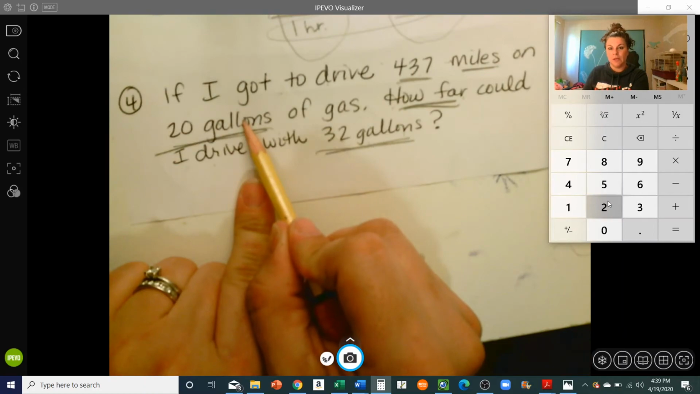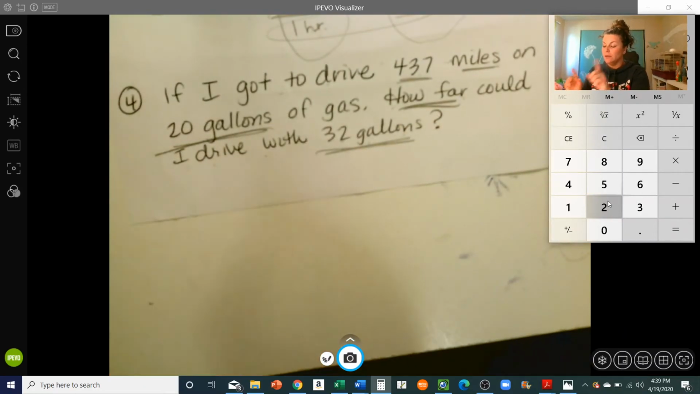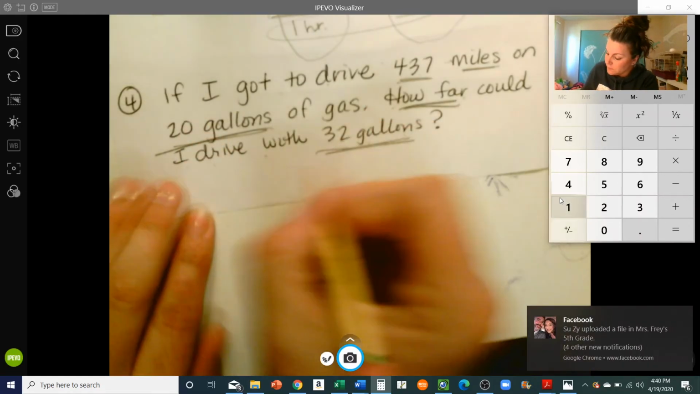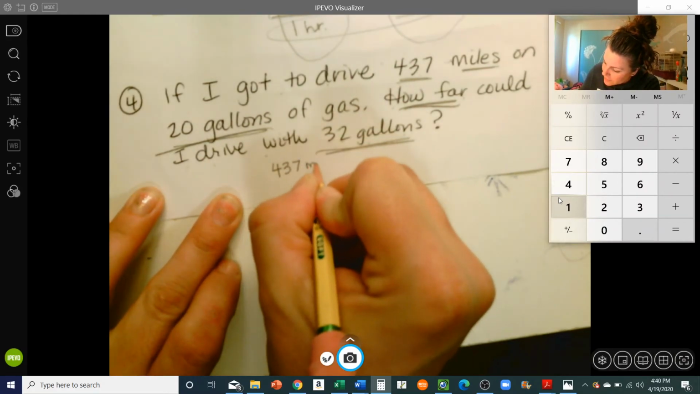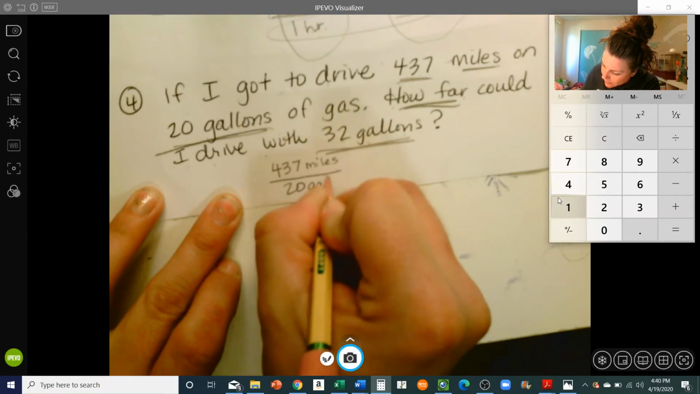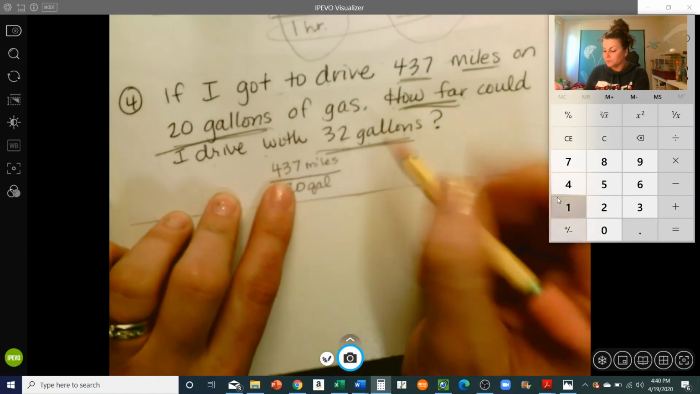437 miles on 20 gallons of gas. How far could I drive with 32 gallons? Okay, I can only figure out my smaller amount based on the numbers I have that have the same unit. These two. So my smaller amount is 20 gallons. And I'm going to write my miles on top. 437 miles per 20 gallons. Okay, because that's how far I went with 20 gallons.